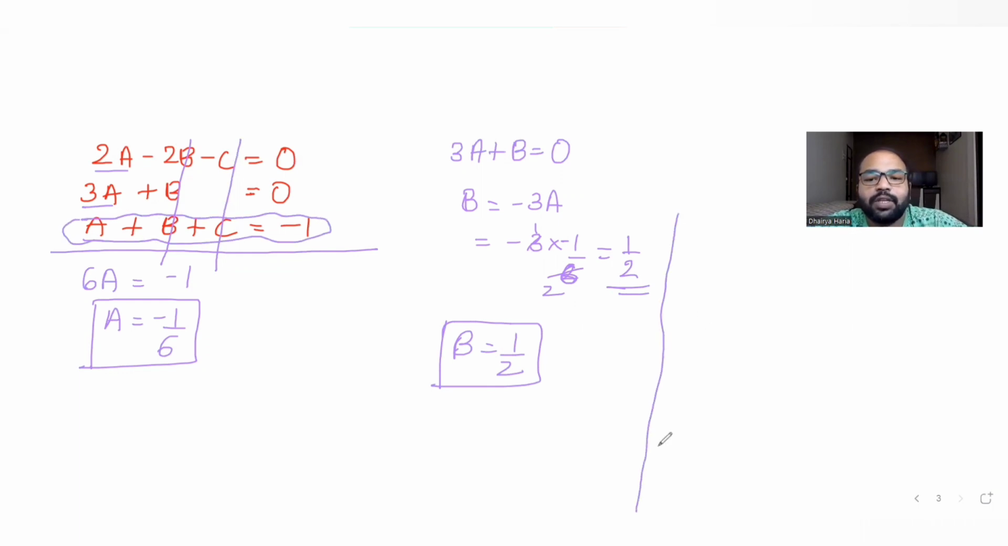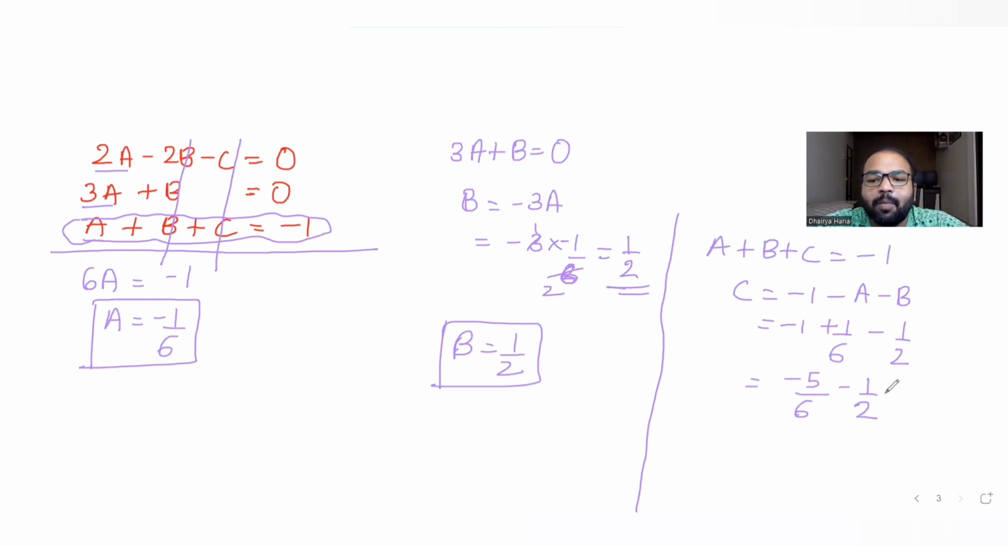So if I want to find out c, a plus b plus c is given to me as minus 1. So c becomes minus 1 minus a minus b. So minus 1 and minus of minus 1 by 6, that is plus 1 by 6, and minus half. So minus 1 plus 1 by 6, it becomes minus 6 plus 1, minus 5 by 6, minus half. If I make the denominator same here, it becomes minus 5 minus 3, so it is minus 8 upon 6, and that's minus 4 by 3. So c becomes minus 4 by 3. I have all the values with me now, that is a, b, and c.